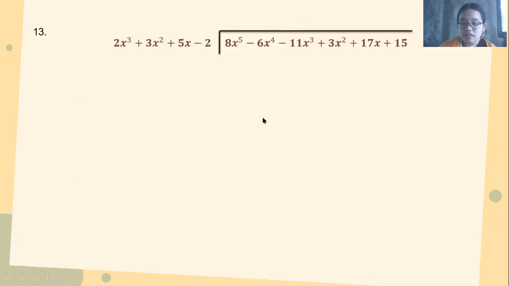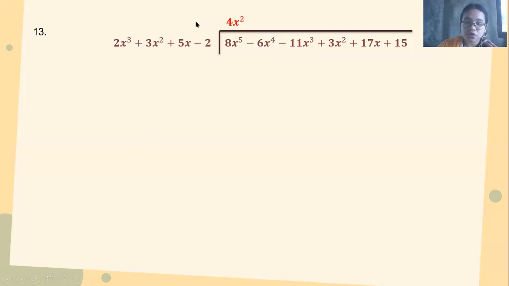So we have the last number here. We have 8x raised to 5 minus 6x raised to 4 minus 11x cubed plus 3x squared plus 17x plus 15 divided by 2x cubed plus 3x squared plus 5x minus 2. So, like what we did earlier, the first term of the dividend divided by the first term of the divisor. 8x raised to 5 divided by 2x cubed is equal to 4x squared.